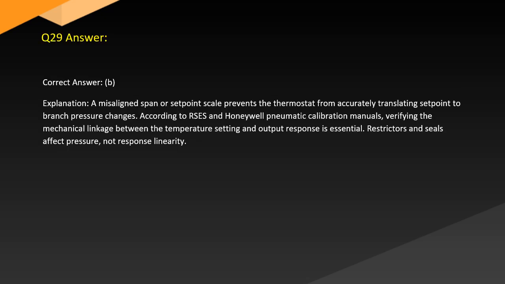Answer. Correct answer: B. Explanation. A misaligned span or setpoint scale prevents the thermostat from accurately translating setpoint to branch pressure changes. According to RSES and Honeywell pneumatic calibration manuals, verifying the mechanical linkage between the temperature setting and output response is essential. Restrictors and seals affect pressure, not response linearity.